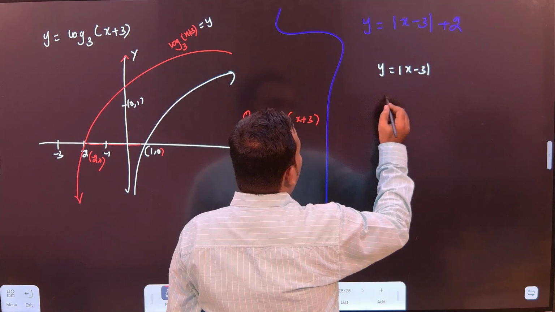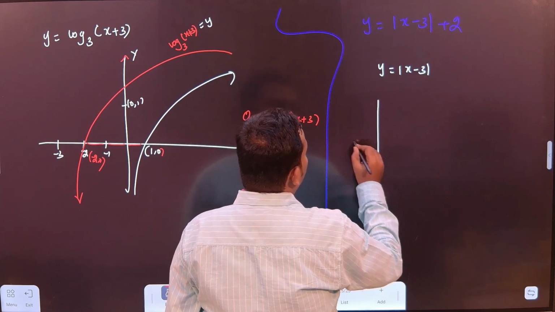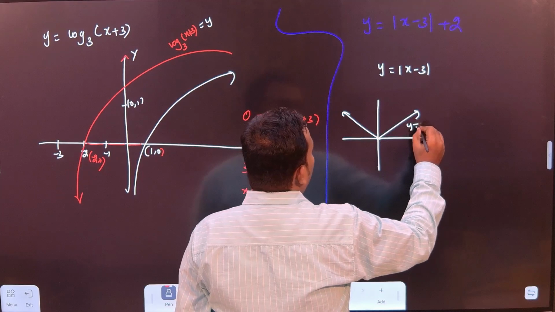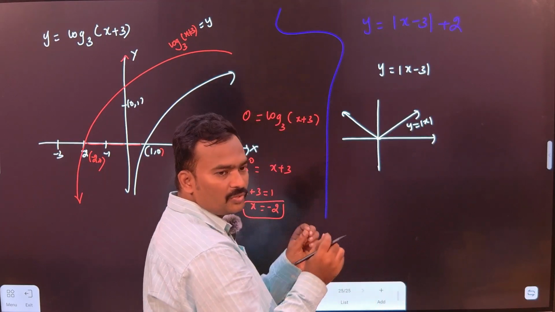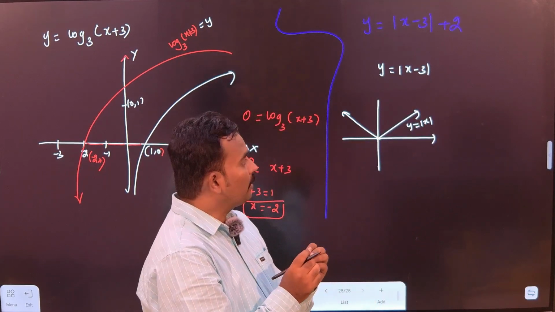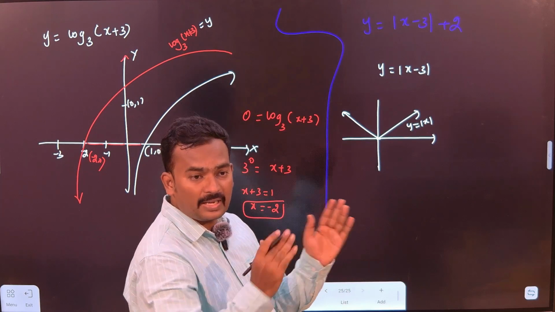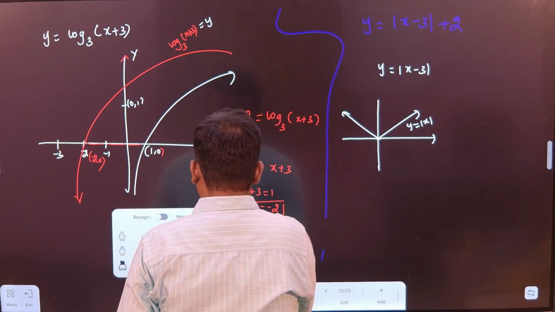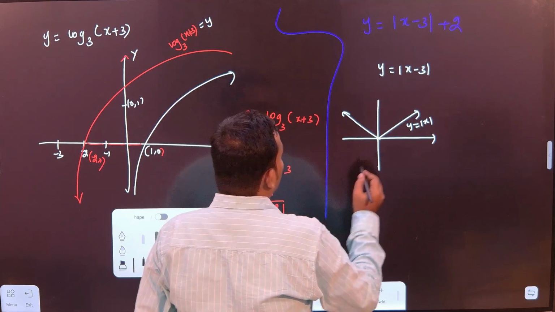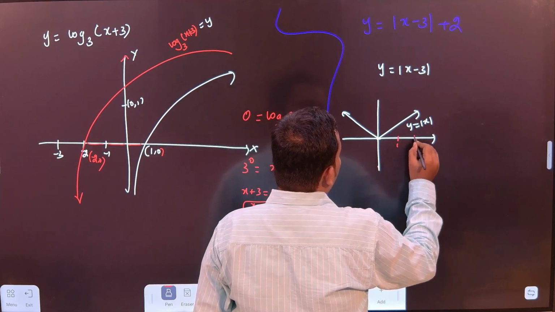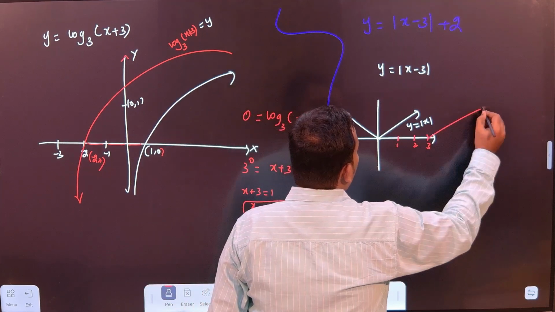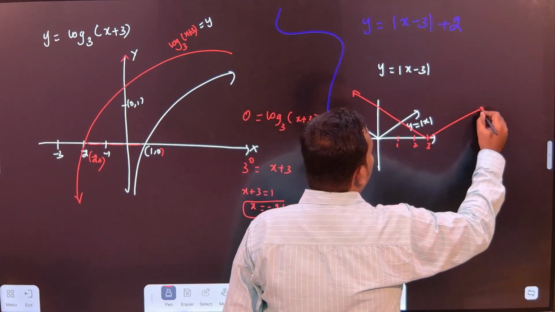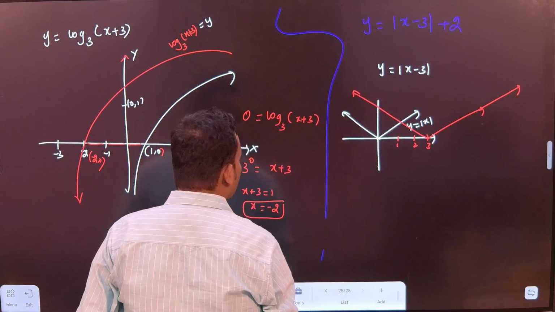So first, what is the reference graph? Y is equal to mod x. Minus 3 is there. Minus 3 means what? You have to shift 3 units right along the x axis, right? So here is 1, 2, 3, 3 units right. So you can draw the graph like this.